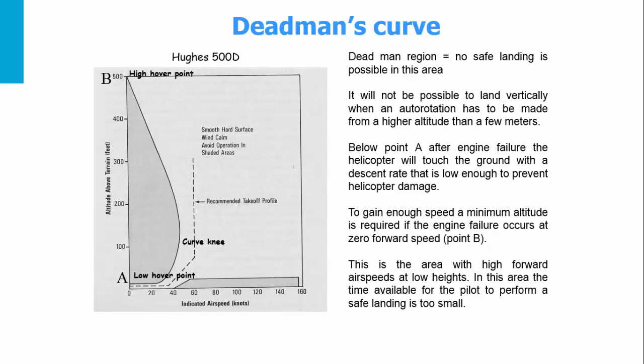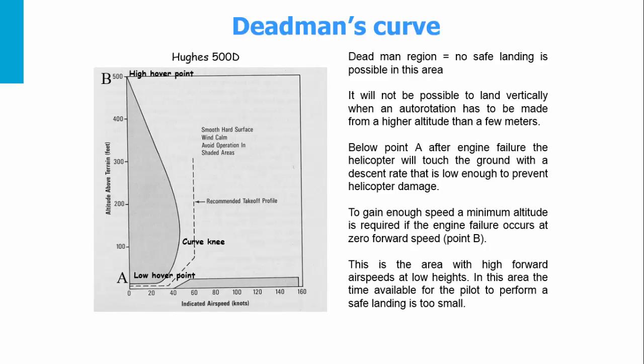Point A is called the low hover point and point B the high hover point. Below point A, after an engine failure, the helicopter will touch the ground because the rate of descent is low enough and the helicopter will not be damaged. However, between point A and B, it is not possible to land vertically when we need to autorotate, and we need to accelerate forward in order to perform autorotation safely.